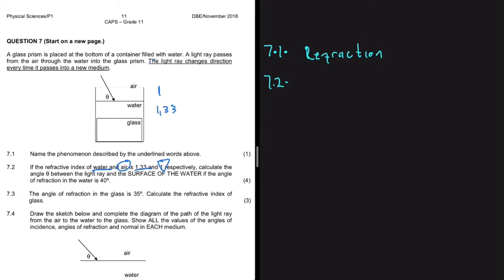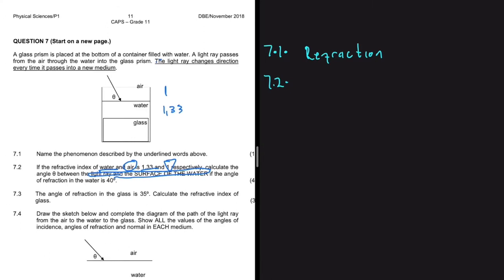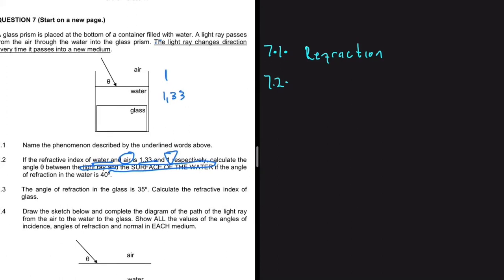Calculate the angle theta between the light ray and the surface of the water. So we want the angle between the light ray and the surface of the water. If the angle of refraction in the water is 40 degrees. So fine, let's write our information down, right?